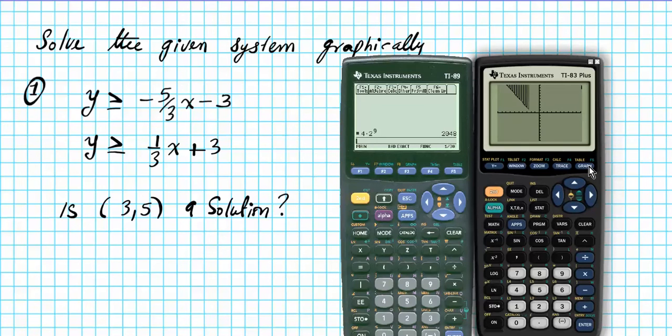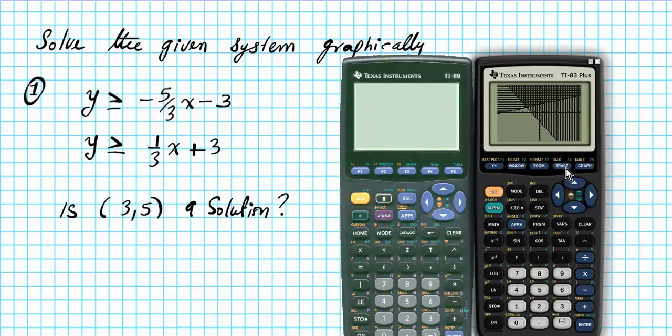Let's see what it looks like. There goes the first line, shade above. There goes the second line, shaded above. And this region right here is your solution region. Okay, and then there's another question here: is (3, -5) a solution? So all you have to do is move your cursor to (3, -5) and see if it falls within the intersection of the two shaded regions right here.